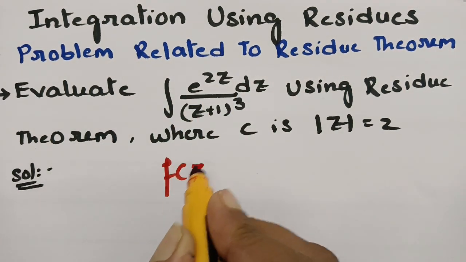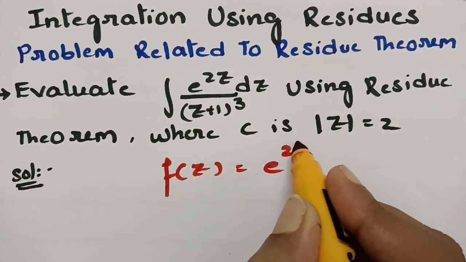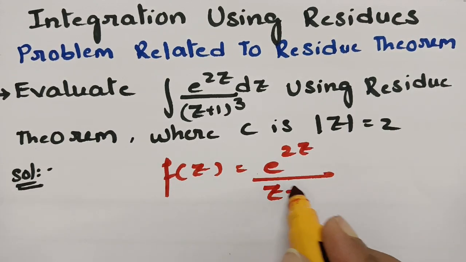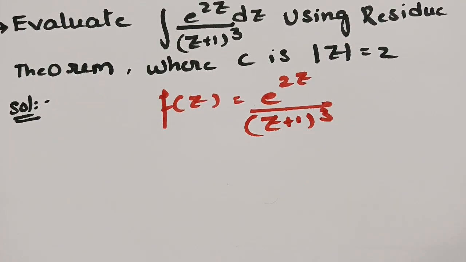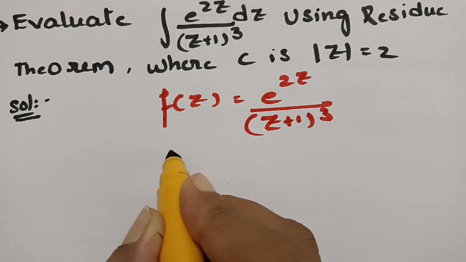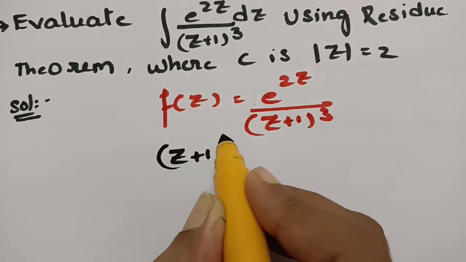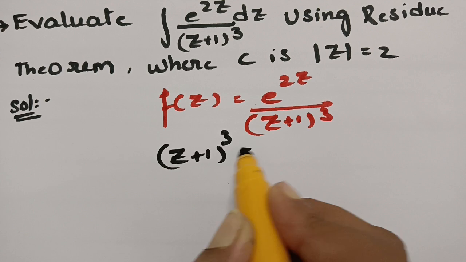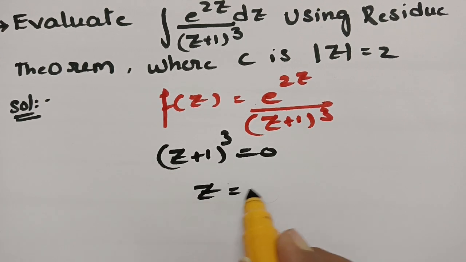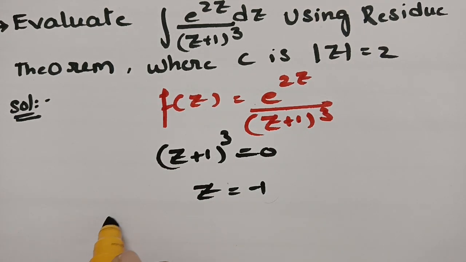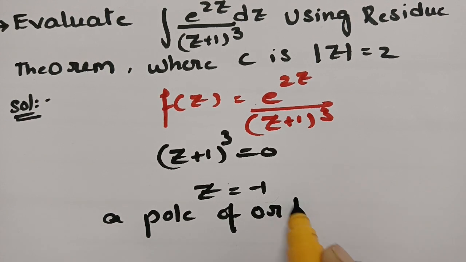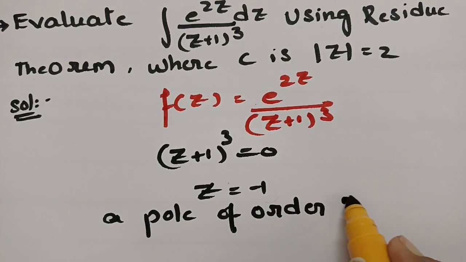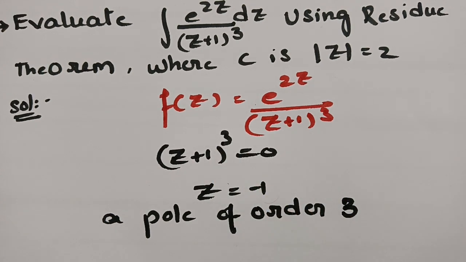So clearly our f of z is given as e power 2z by (z plus 1) whole cube. In order to find the residues, what do we have to do? We have to equate the denominator to 0. After equating, z plus 1 whole cube equals 0. So we got z equal to minus 1 is a pole of order 3. See here, the pole of order 3.